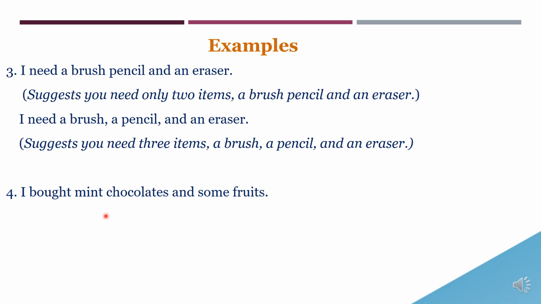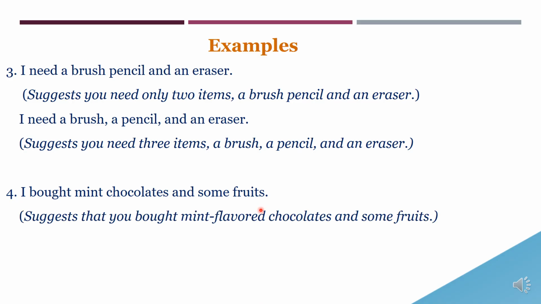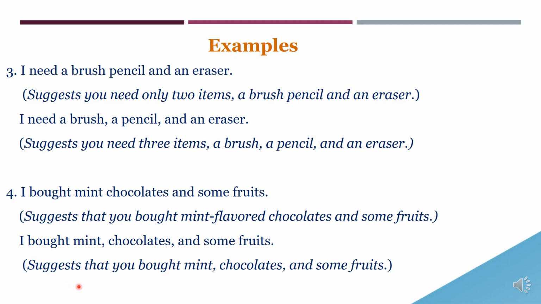Next example, I bought mint chocolates and some fruits. So, what does this sentence suggest? It suggests that you bought mint flavored chocolates and some fruits. Now, place a comma after mint and read the sentence again. I bought mint, chocolates, and some fruits. Now, what does this sentence suggest after placing a comma? It suggests that you bought mint, chocolates, and some fruits. Okay? See the difference. By placing a comma, the meaning is changed.